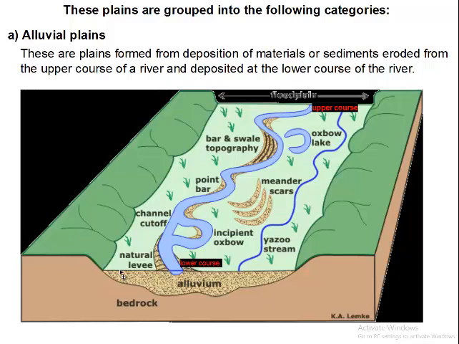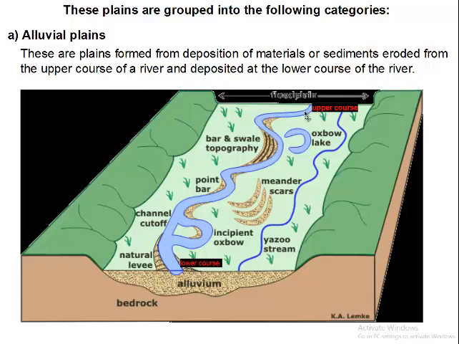Now, these plains, that is the depositional plains, are grouped into the following categories. First, we have what we call alluvial plains. When we talk about alluvial plains, they are plains formed from deposition of materials or sediments eroded from the upper course of a river and deposited at the lower course of the same river.